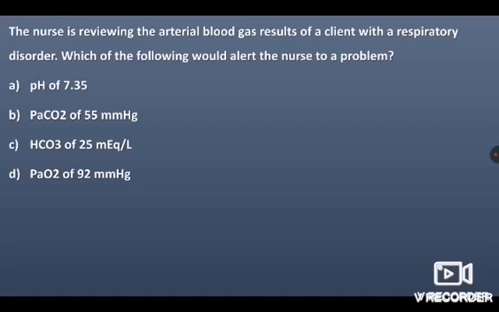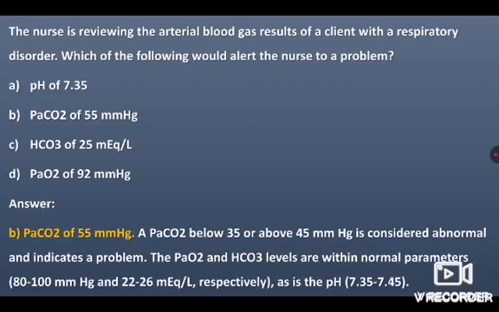Next question. The nurse is reviewing the arterial blood gas results of a client with a respiratory disorder. Which of the following would alert the nurse to a problem? A pH of 7.35, PaCO2 of 55 millimeters of mercury, HCO3 of 25 milliequivalent per liter, PaO2 of 92 millimeters of mercury. And the correct answer is PaCO2 of 55 millimeters of mercury.